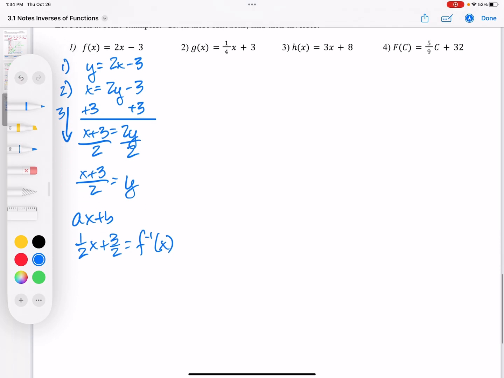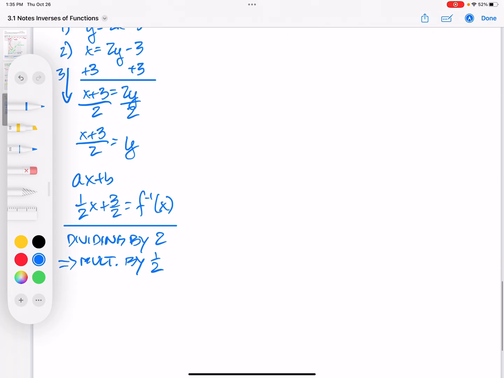If that doesn't make sense to you, we can redo this step over here. Recall that dividing by 2 is the same thing as multiplying by 1/2. So that means I could have said x plus 3 equals 2y. So here I could multiply the whole side by 1/2, and then I distribute. So I'm going to have 1/2 x plus 3 over 2 equals y. Same thing as what I said my f inverse of x was.